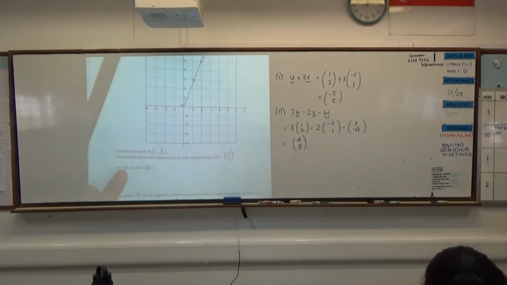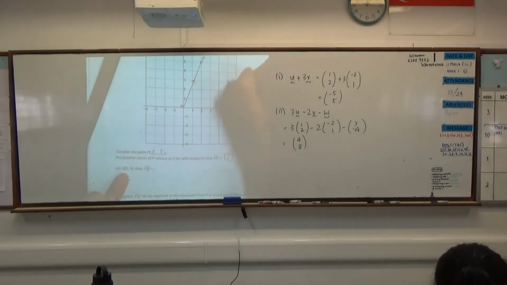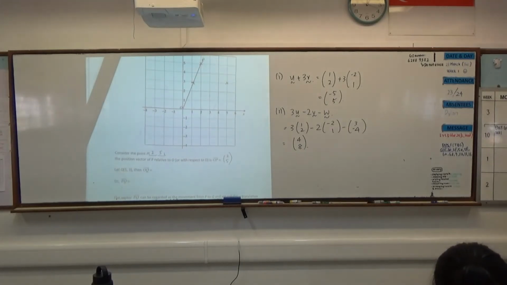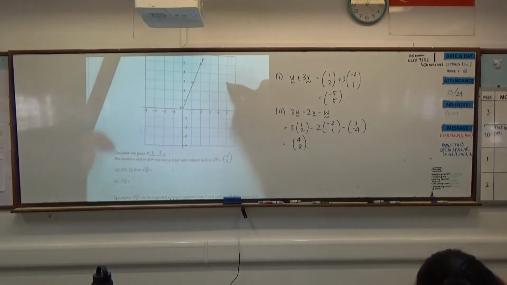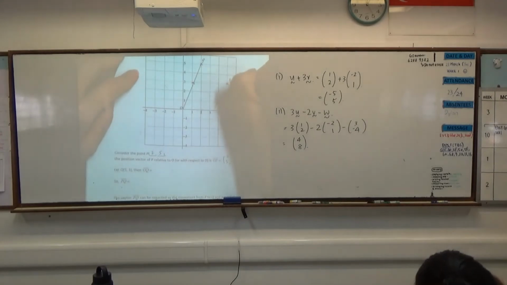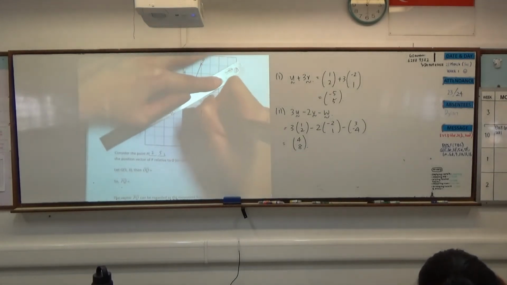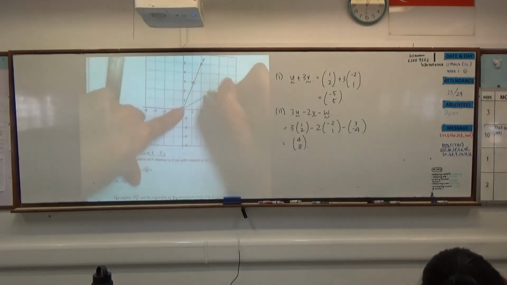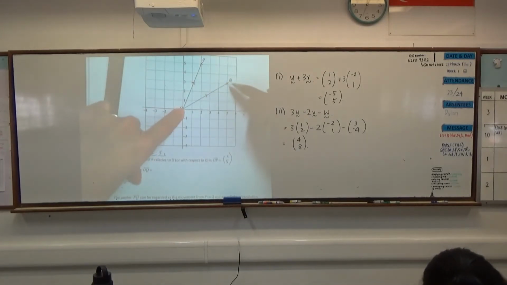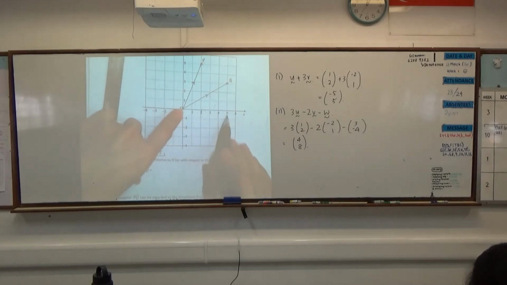Next, if I were to let Q be (5, 3) as an example, so (5, 3) will be here. That means that the position vector of Q to O, the column vector that represents this OQ, would be 5 units to the right, 3 units to the top.